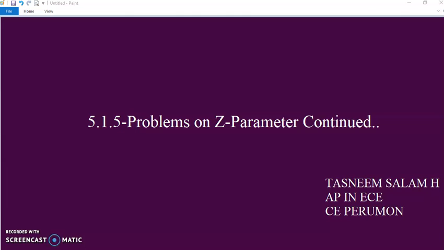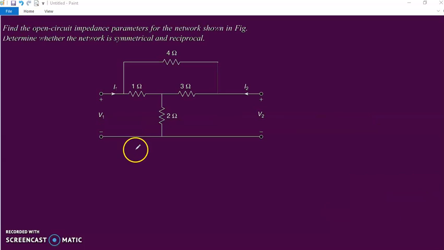In this session, I'll be explaining a few more problems on Z parameter. Find the open circuit impedance parameter for the network shown. Determine whether the network is symmetrical and reciprocal. Open circuit impedance parameter means Z parameters. That is, we have to find the Z parameter of the circuit. Determine whether the network is symmetrical and reciprocal.